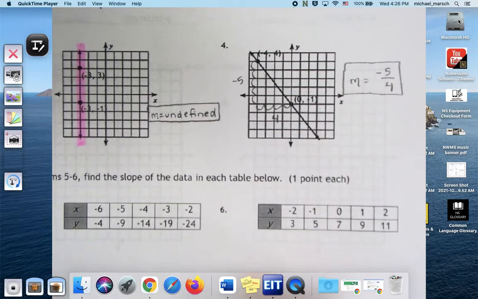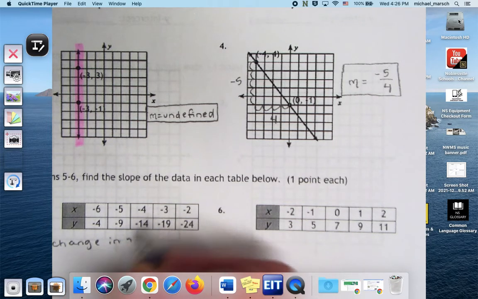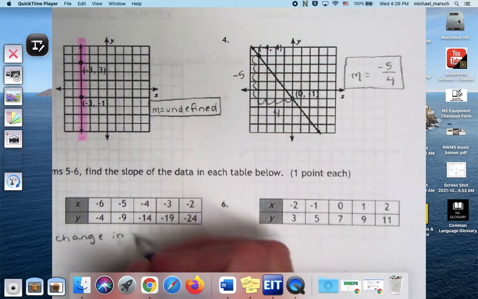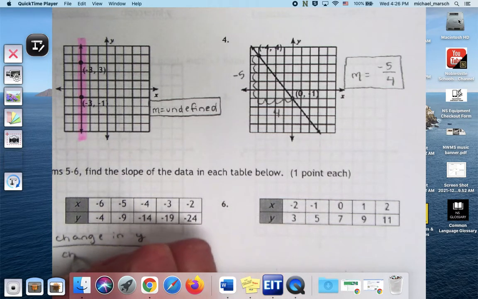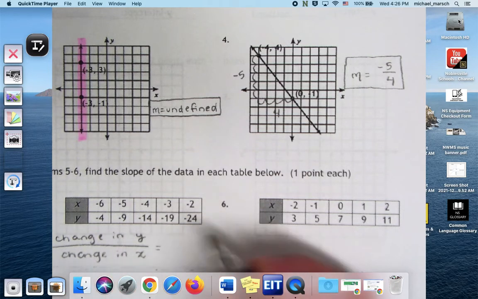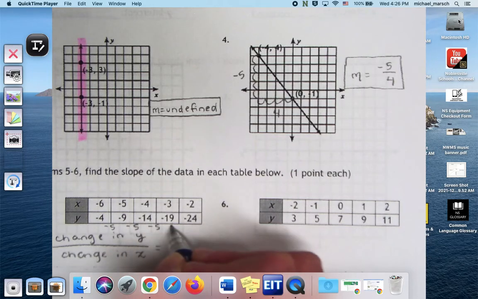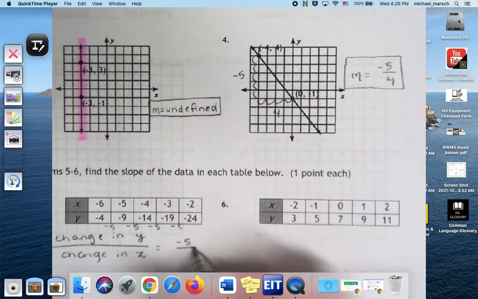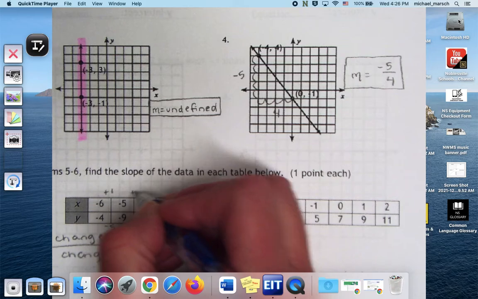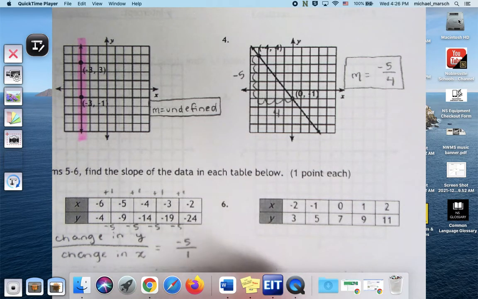From the tables, remember we have the change in y over change in x. So my y's are actually subtracting by 5 each time, and my x's are adding by 1. So my slope is negative 5 over 1, or just plain old negative 5.